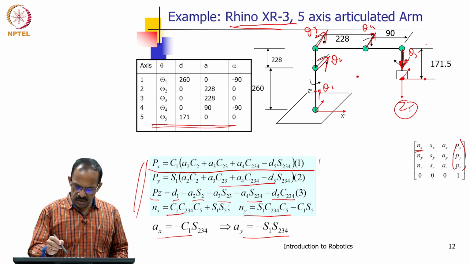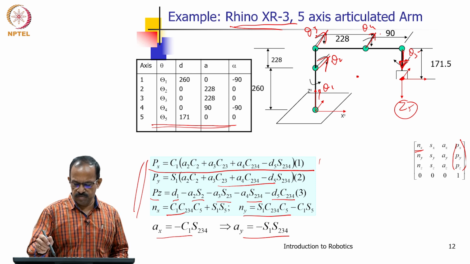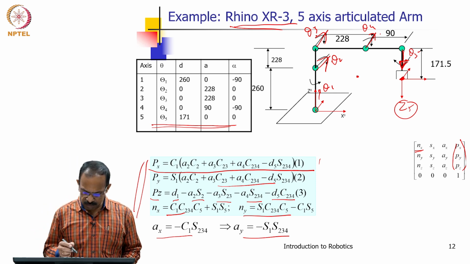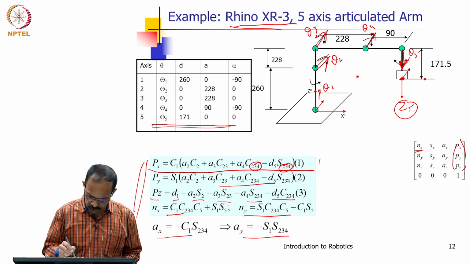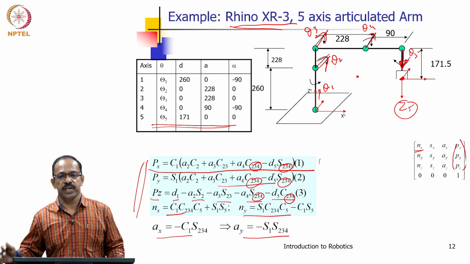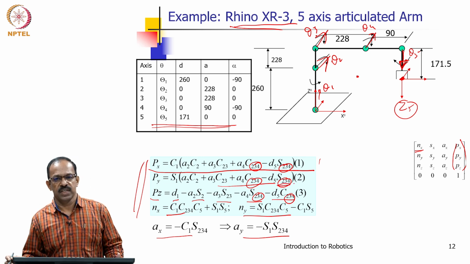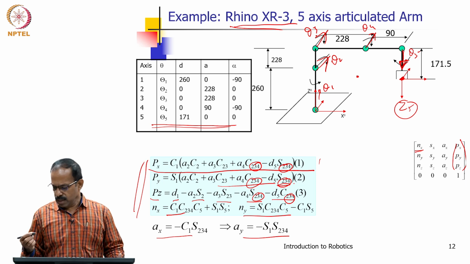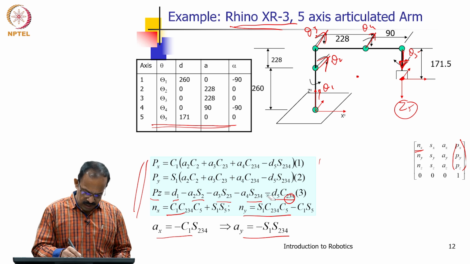Now, since joints 2, 3 and 4 are parallel, you will see some relationship like C 2, 3, 4, S 2, 3, 4. Whenever the adjacent joint axes are parallel, you will get the compound angle theta 2 plus theta 3 plus theta 4. And once you have this as 2, 3, 4 like this, then it is easy to solve.